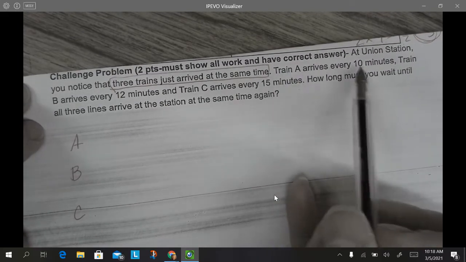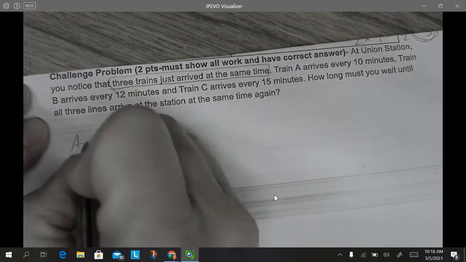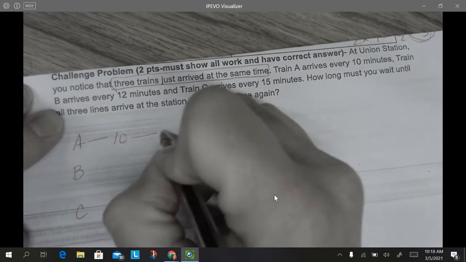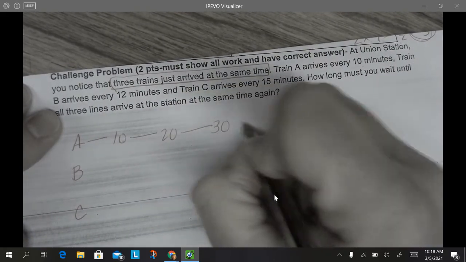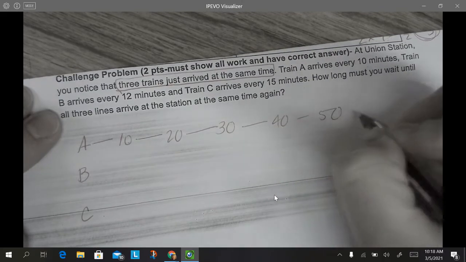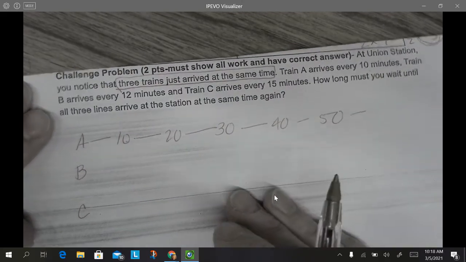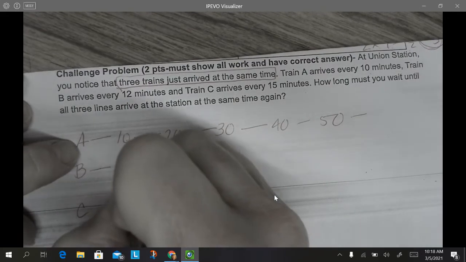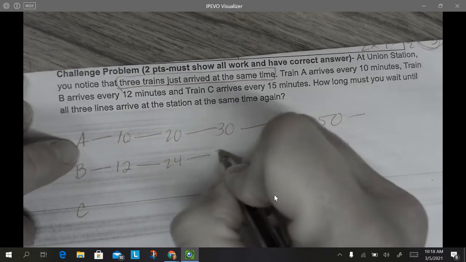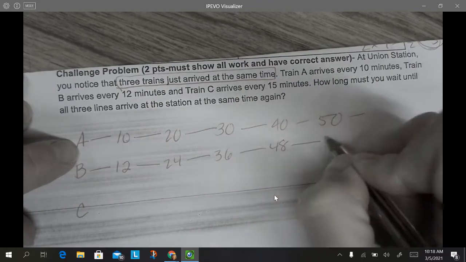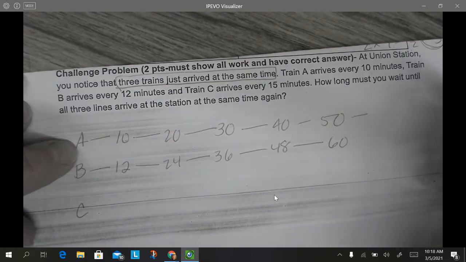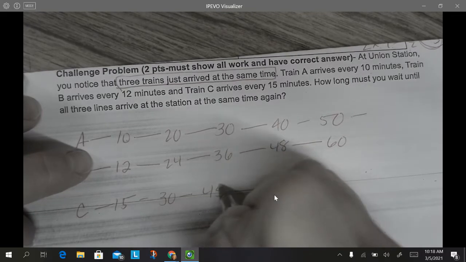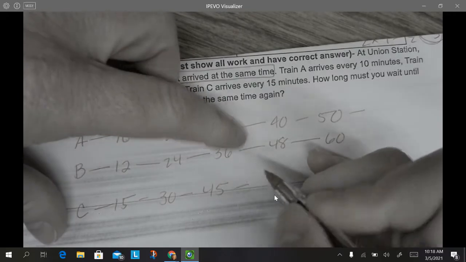Train A arrives every 10 minutes. So every 10 minutes, this train arrives. Knowing that, I have 10 minutes, and the next is 20 minutes, then 30, then 40, then 50, and so on, because it's every 10 minutes. Train B arrives every 12 minutes, so train B is going to arrive at 12 minutes, 24 minutes, 36, 48, and then 60. And train C arrives every 15 minutes. So that's 15, 30, 45, and then 60.